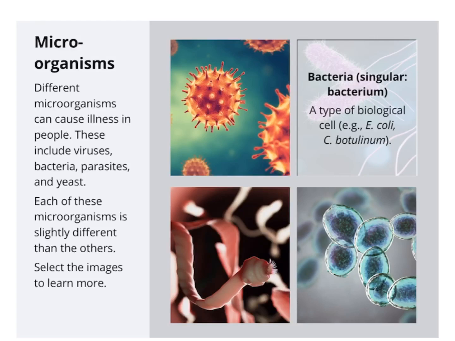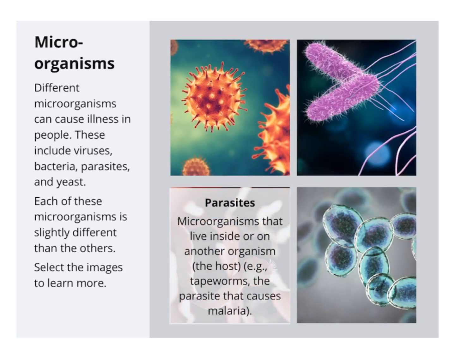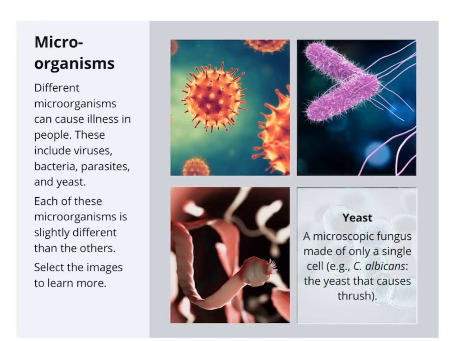Bacteria are a type of biological cell. For example, E. coli and C. botulinum. Parasites are microorganisms that live inside or on another organism, the host. For example, tapeworms and the parasite that causes malaria. Yeast is a microscopic fungus made of only a single cell. For example, C. albicans, the yeast that causes thrush.